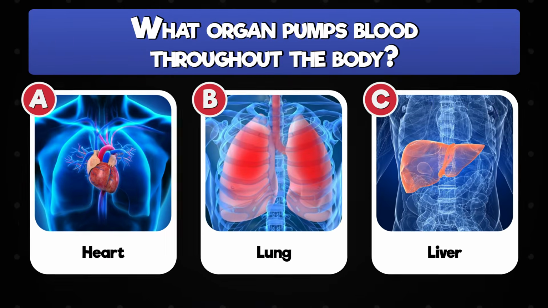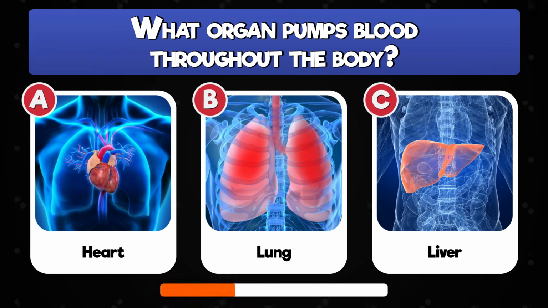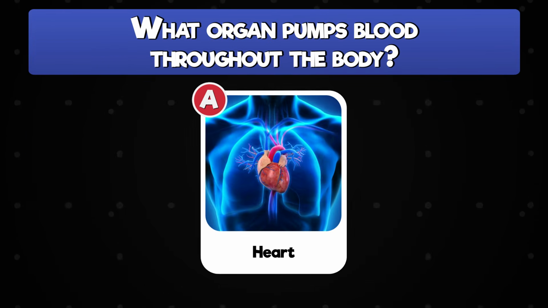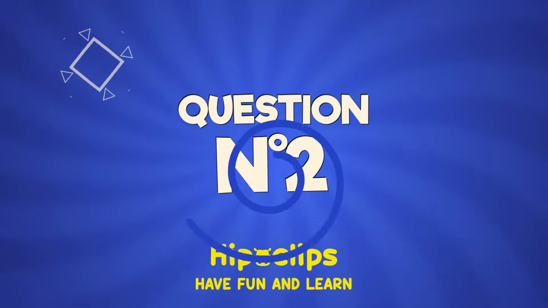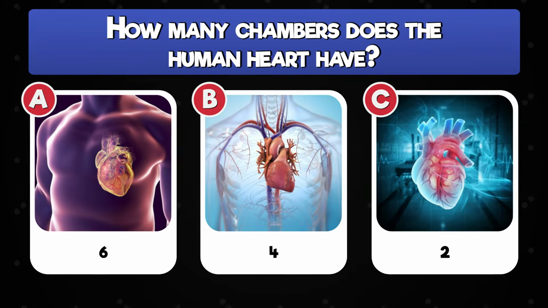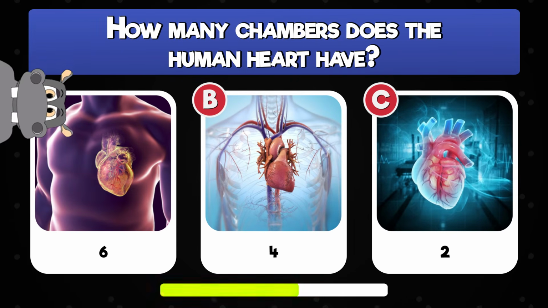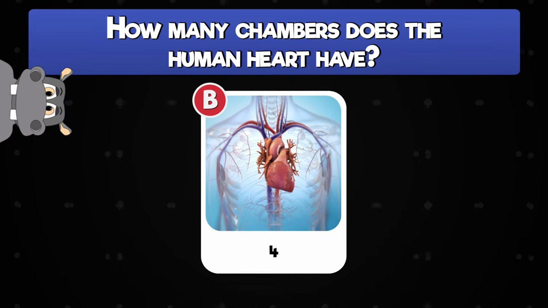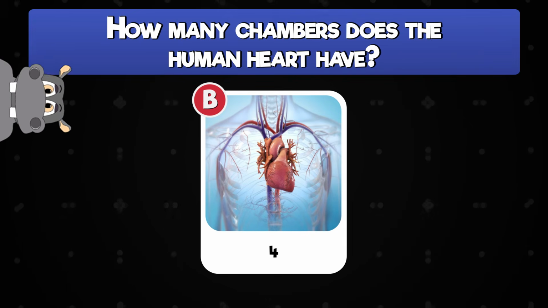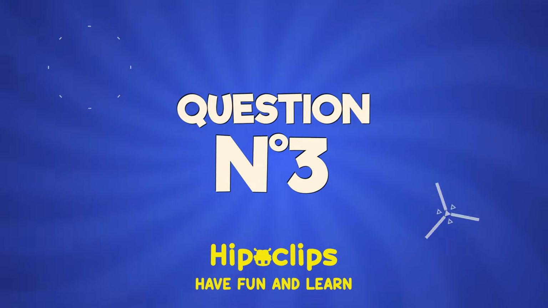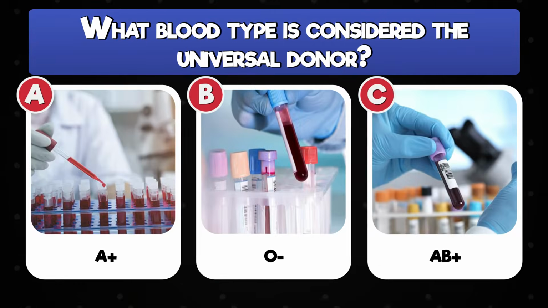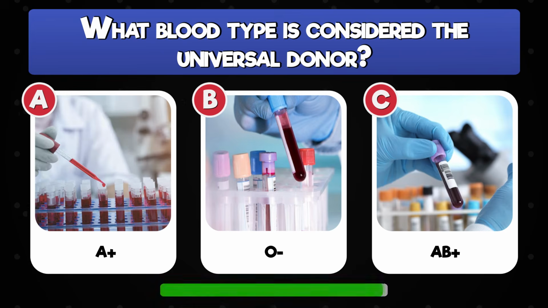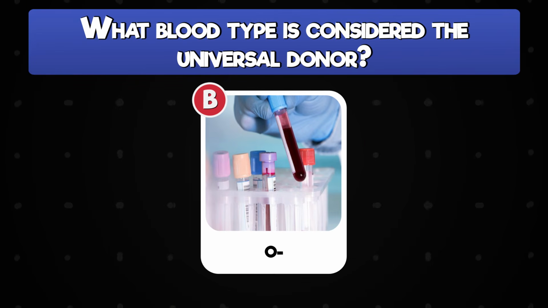First question. What organ pumps blood throughout the body? The heart. How many chambers does the human heart have? 4. What blood type is considered the universal donor? O negative.